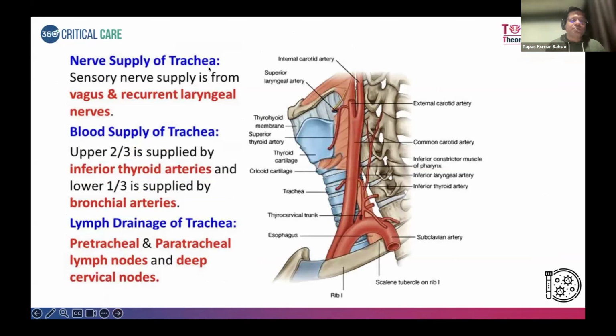Okay. Nerve supply of the trachea: sensory nerve supply from the vagus and recurrent laryngeal nerve. Just remember, you don't need to go into detail again, like to what extent it is vagus and to what extent it is recurrent laryngeal nerve.